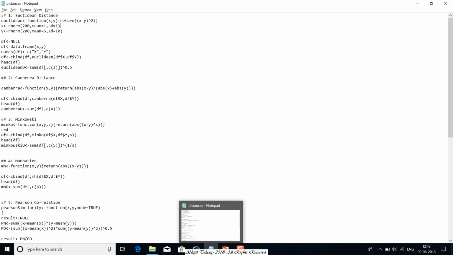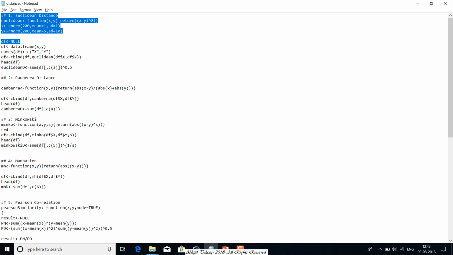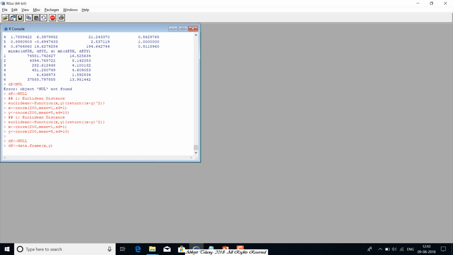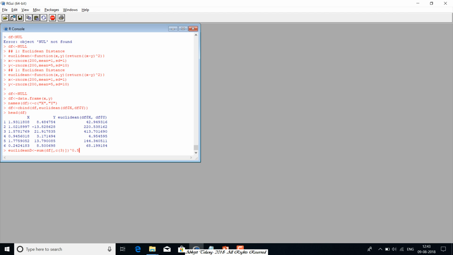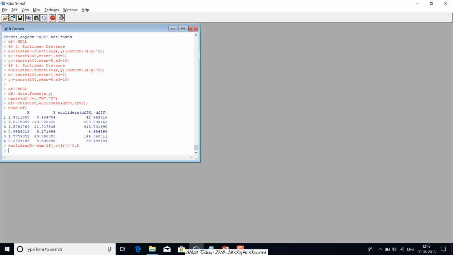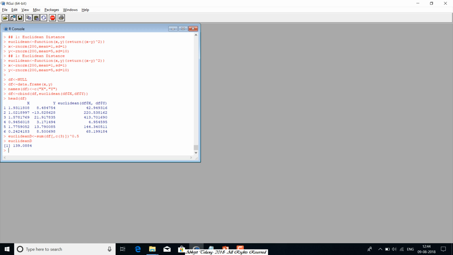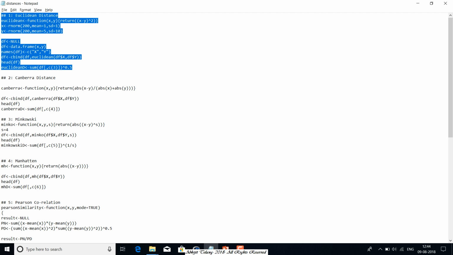And we'll quickly do that by executing the following steps. I'm just taking two normal variables of 200 points each, one with mean 1 and another with mean 5. Standard deviation I've taken 1 and 10 respectively, and I'll put this in a data frame and I'll compute a Euclidean function defined as per our discussion earlier. And this is how a typical Euclidean distance is calculated. So once I take the sum of the third column, which is added to the data frame, I would get the value as 139. So that's how the Euclidean distance is computed.